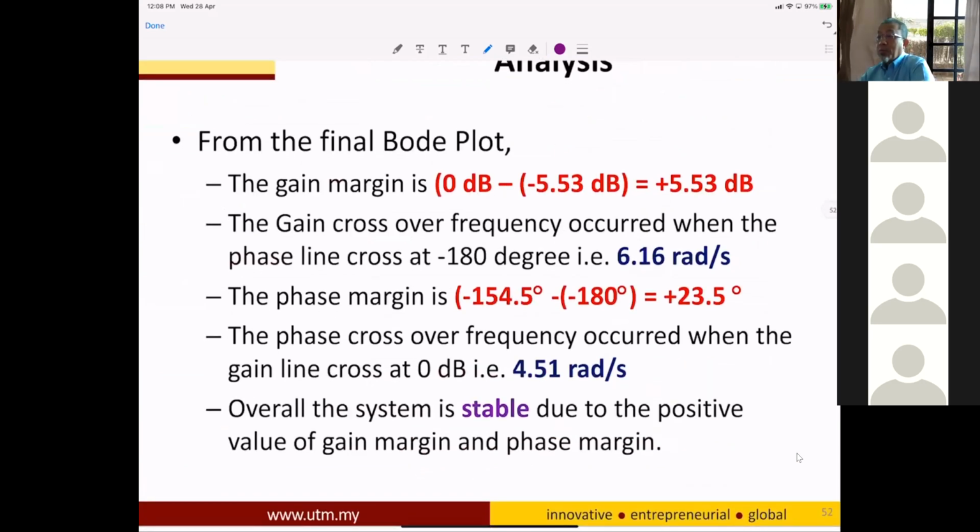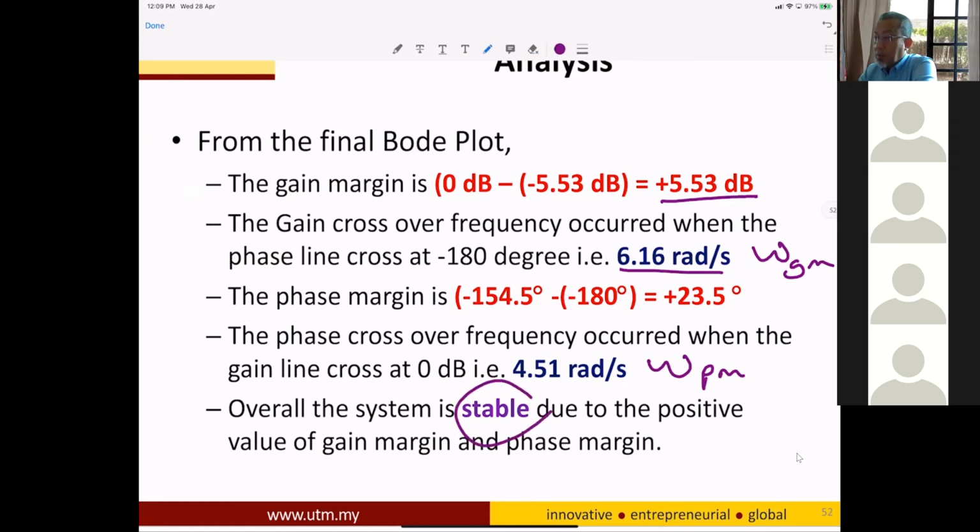So from the final booklet, the gain margin is positive 5.53 decibel. The omega GM, the frequency at minus 180 degrees, is 6.16 radian per second. Phase margin is 23.5 degrees, which will give you the omega PM, phase margin frequency, at 4.51. So the system is stable, due to the positive values of gain margin and phase margin.